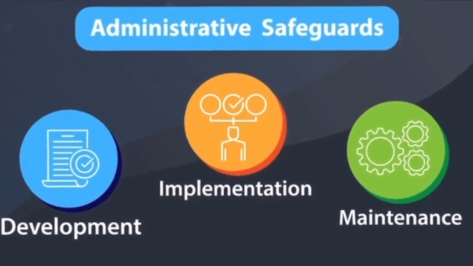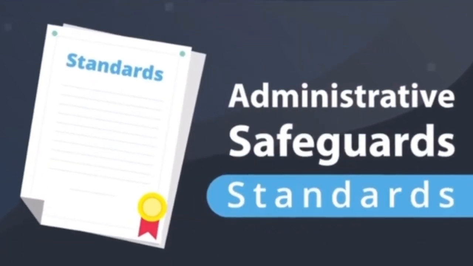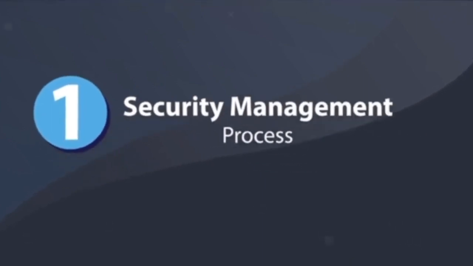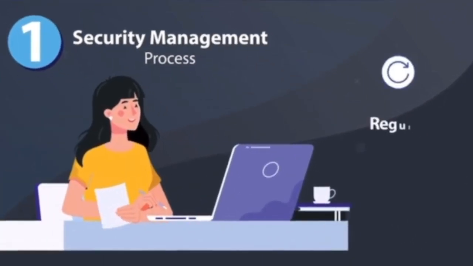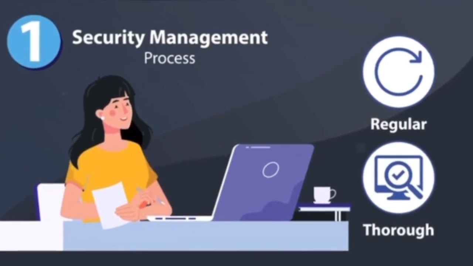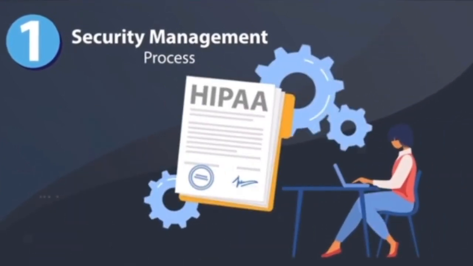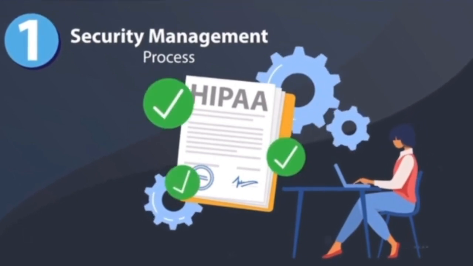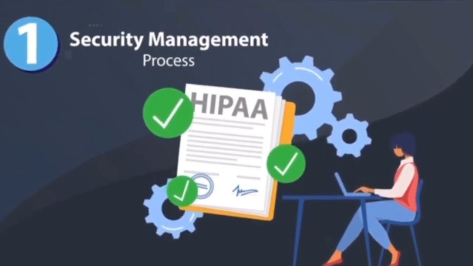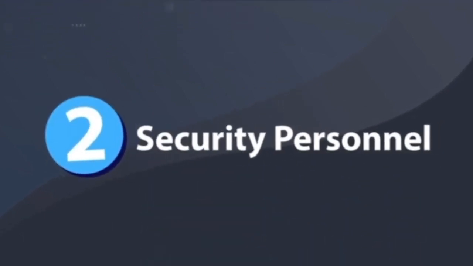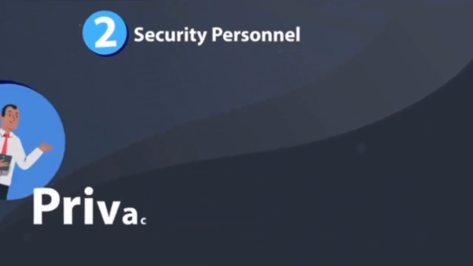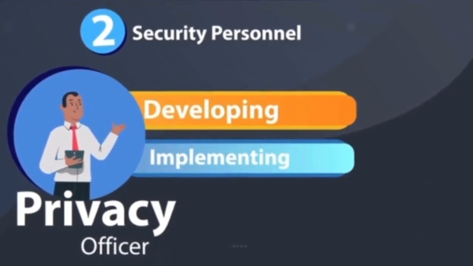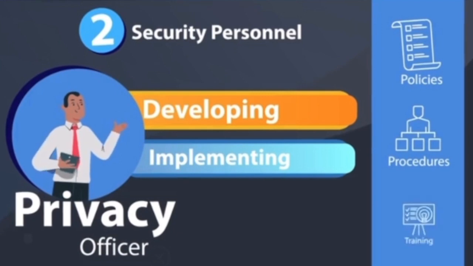The rule sets out specific administrative safeguard standards, the first of which is the security management process. This says that a covered entity must conduct regular and thorough HIPAA risk assessments to identify potential security vulnerabilities so that they are then able to implement necessary security measures to address those weaknesses. The second standard, security personnel, is achieved through the appointment of a privacy officer who maintains responsibility for developing and implementing the organization's security policies, procedures, and training.